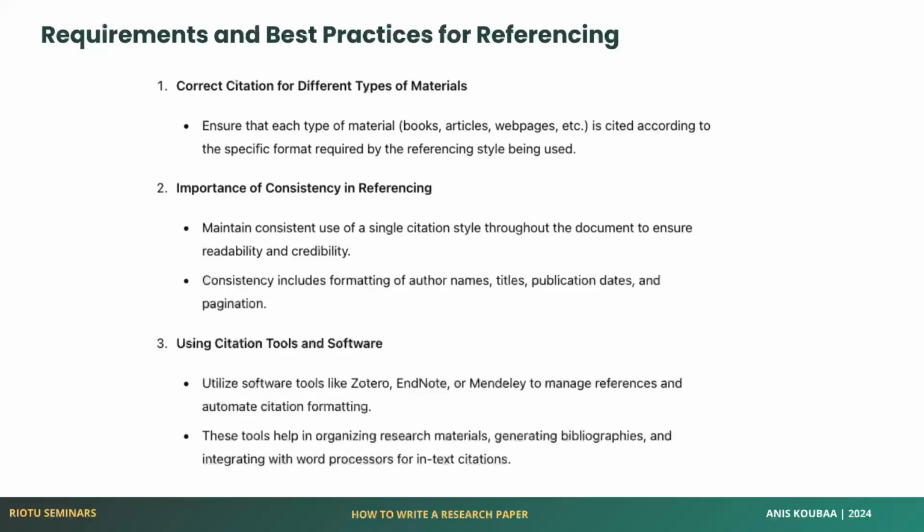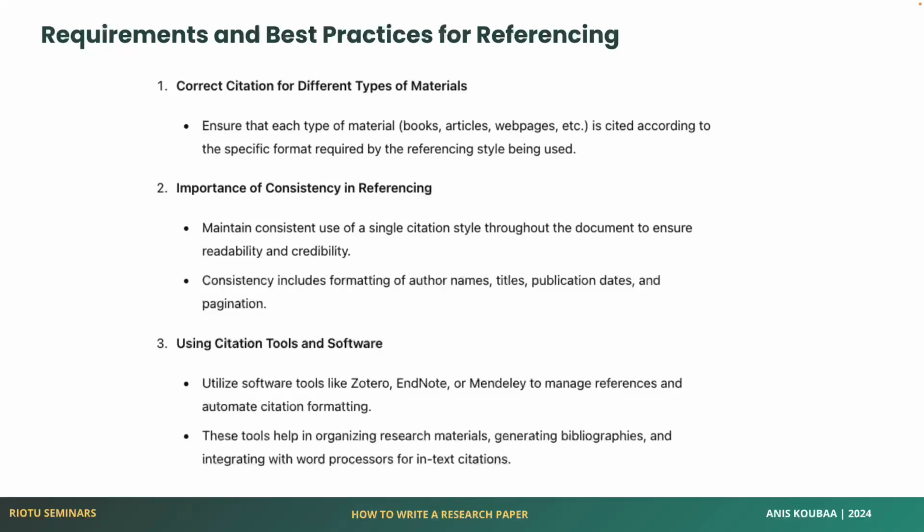Now, when you write an article, this is how to review the references section, either for yourself or for others. You must have correct citation for different types of material. If you use, for example, BibTeX, make sure that you are using the correct citation style for books, for articles, and for web pages, according to the specific format required by the referencing style. And the importance of consistency, this is what I've mentioned. For example, if you put a DOI link or a volume, the optional fields must be consistent across all the different references.